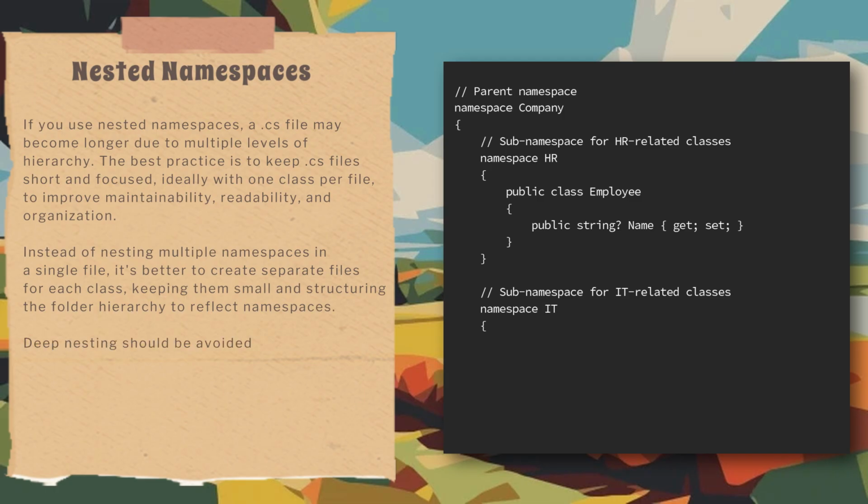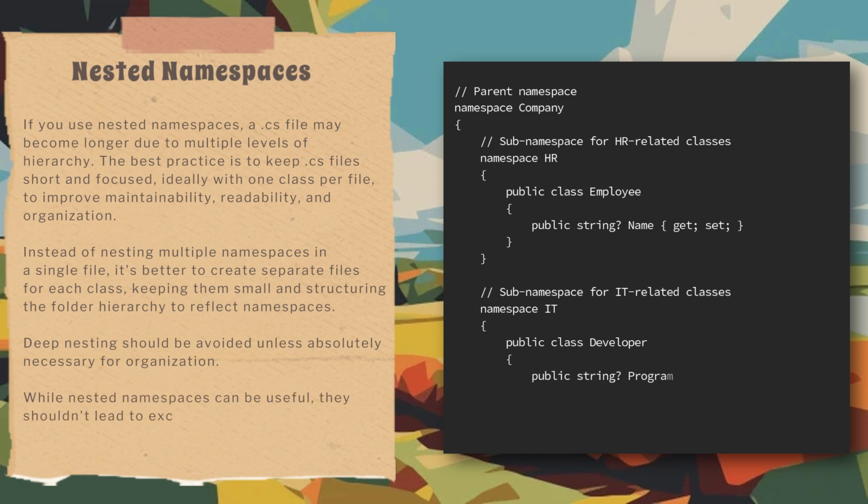Deep nesting should be avoided unless absolutely necessary for organization. While nested namespaces can be useful, they shouldn't lead to excessively long .cs files. The key is to balance structure and simplicity for maintainable code.